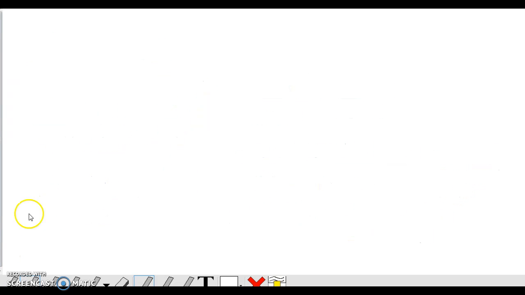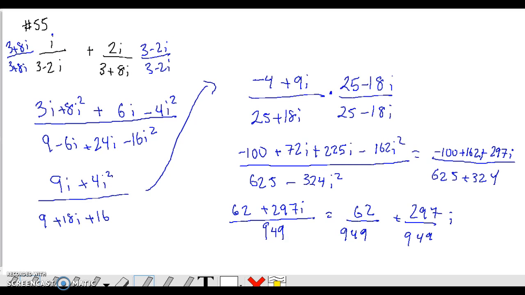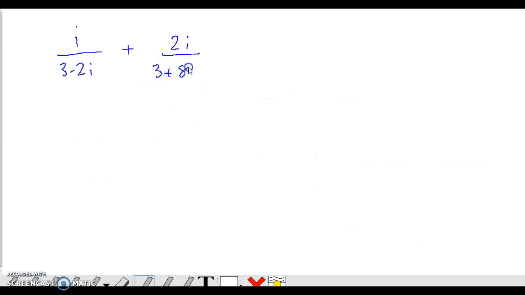If you wanted to do it a different way, so what was it? i over, I think it was 3 minus 2i, and then it was 2i over 3 plus 8i. What you could do is you can think about this problem and write this as the a plus bi and then a plus bi. So I can multiply by the conjugate, and then focus on that. So this would be 3 plus 2i, 3 plus 2i, and then this will be 3 minus 8i, 3 minus 8i. So that's definitely one way that you can go about doing that.